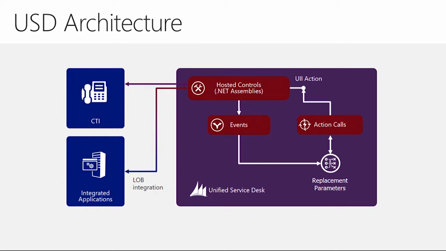And you saw that when we did the demo a little bit. When we clicked on a specific account based upon that search situation, it launched a UII action that opened up that particular hosted control inside the application. That action was initiated through an action call, and that action call had replacement parameters in it that defined this is the specific account that we want to open up inside the application. And so that's how, from a USD perspective, the architecture meets that individual situation.